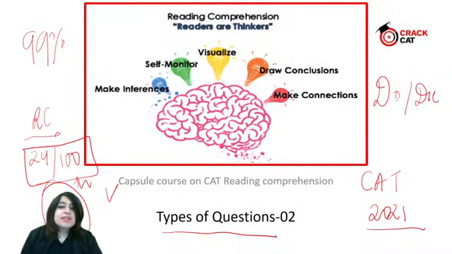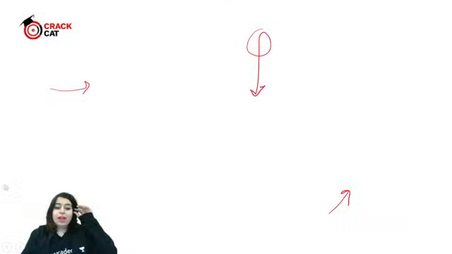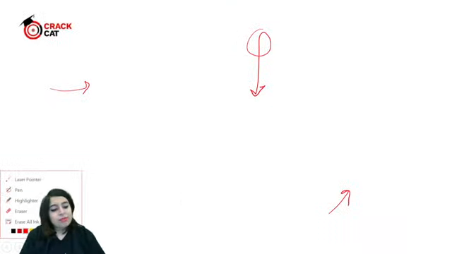So readers are thinkers, as I have mentioned. And when it comes to CAT RC, you guys are already aware. I've made you guys aware of the fact that there are going to be very few specific detailed questions, and there are going to be more inference based questions.